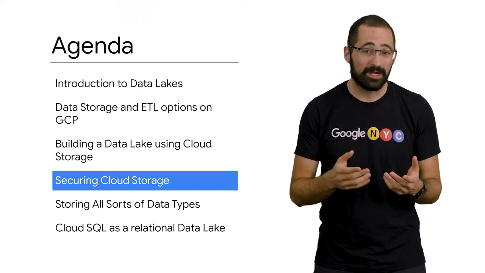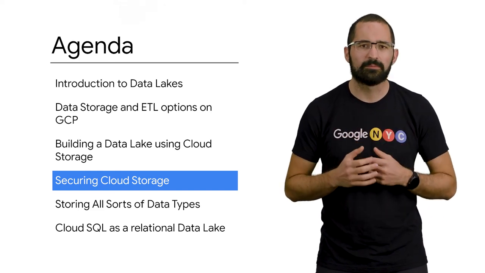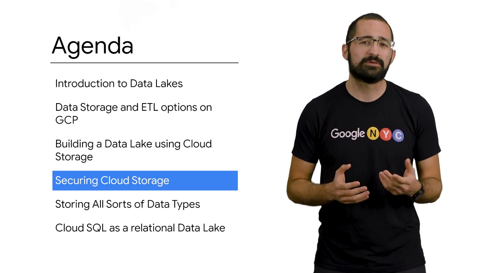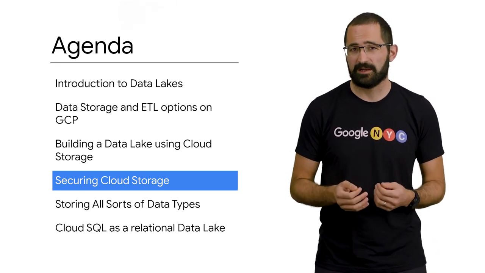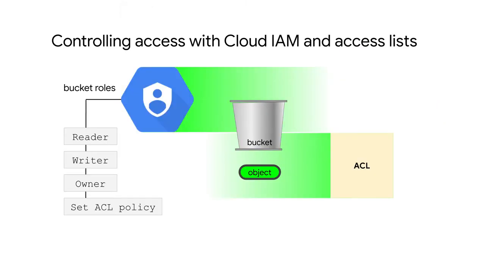Securing your data lake running on cloud storage is of paramount importance. We'll discuss the key security features that you need to know as a data engineer to control access to your objects. Cloud storage implements two completely separate but overlapping methods of controlling access to your objects: Cloud IAM, the policy, and the access control lists, or ACLs.